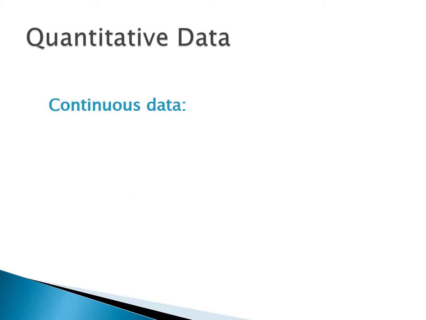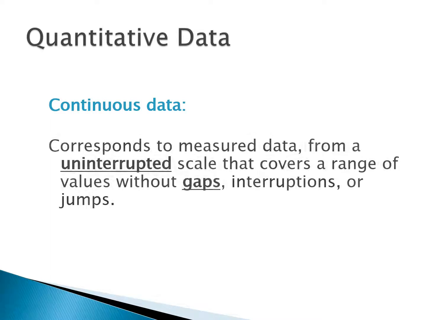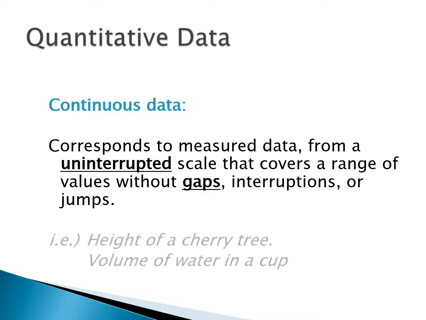Compare that with continuous data, which covers a range of continuous uninterrupted values that doesn't have any gaps or jumps in it. Consider the height of a cherry tree, volume in a cup of water. If we look at a tree, it can be 10 feet, it can be 11 feet, it can be anything in between that. And in fact, if we look at how the tree grows, it will occupy all those heights in between 10 and 11 feet as it grows taller.